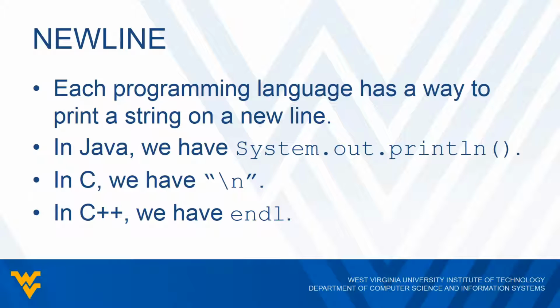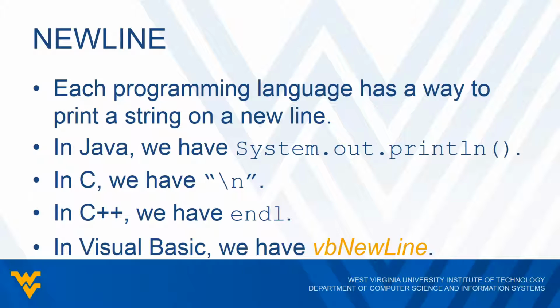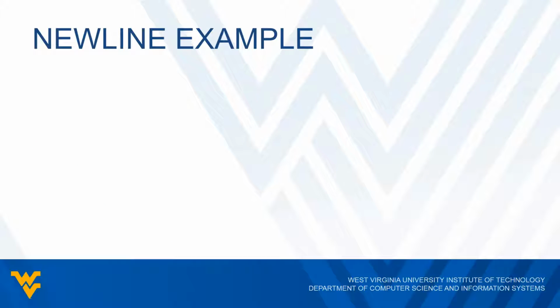But what about in Visual Basic? Well, we have the keyword vbNewLine to represent the new line character. Let's take a look at an example of how we would use this vbNewLine character in our code.